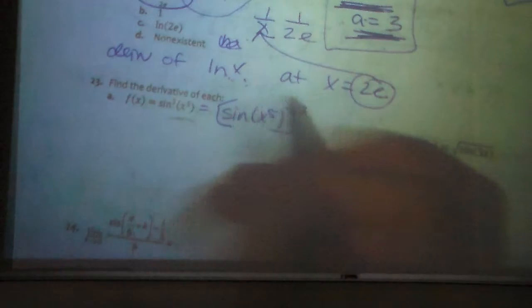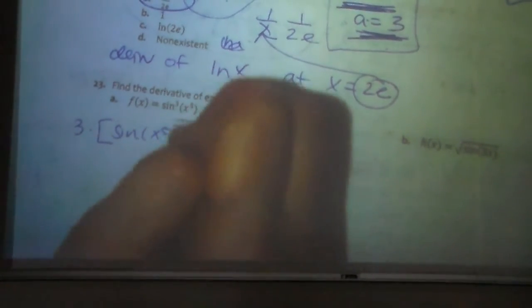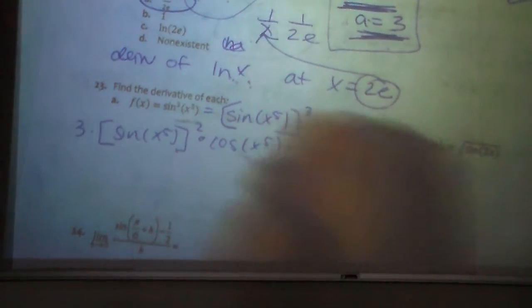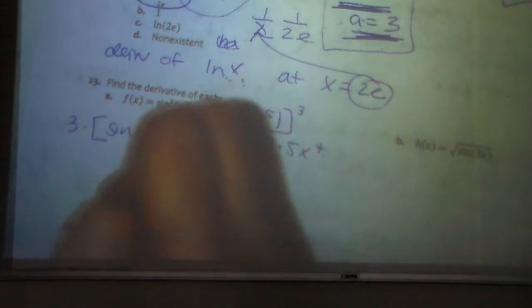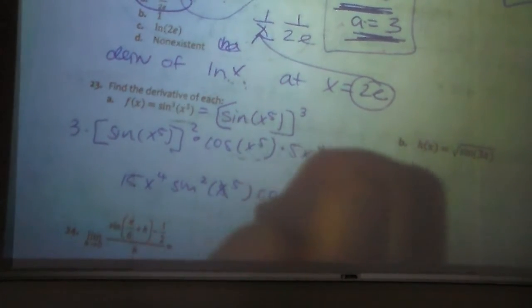Here, these are chains with 3 functions. So derivative of the outside first, leave the inside the same. Derivative of the inside would be cosine of x to the 5th, and then one more inside, 5x to the 4th, so that's 15x to the 4th, sine squared, cosine.